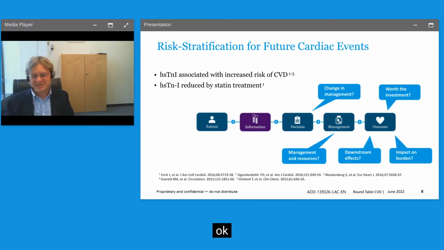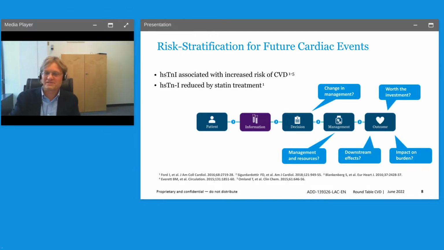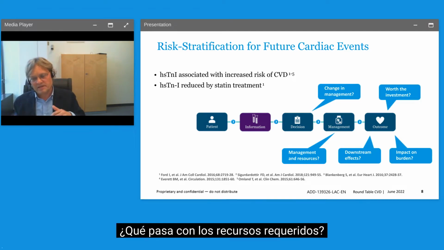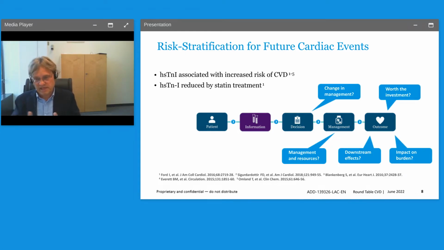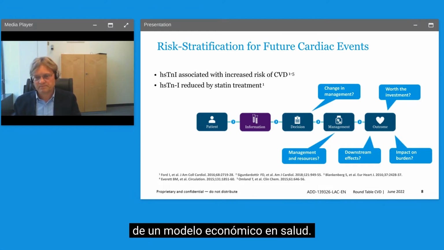Okay, so we are also interested in quantifying the effect, such as how big is the improvement in outcome? What about the resources required? Would this add value, and would this be good value for money? So as I said, this is the concept and idea of a health economic model.